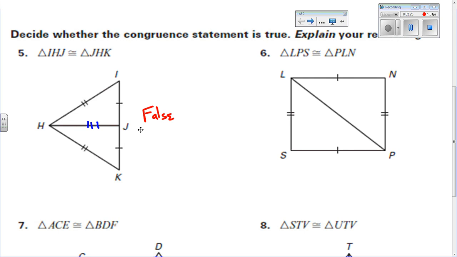Now for this one, IJH and KJH, those will be congruent. Remember, they have to be in the same order. So IH, we were then saying, is congruent to JH. And those are not congruent. This has 2 marks. It's congruent to HK.